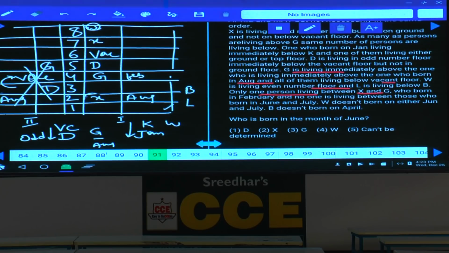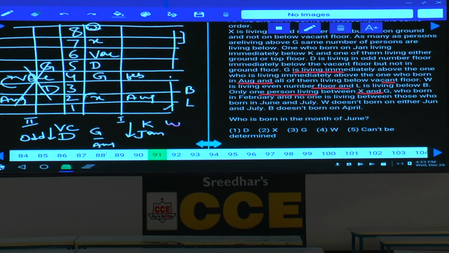G was born in February, and no one is living between those who were born in June and July. Now, June and July must be adjacent to each other. Where can we have June and July adjacent to each other? These are the only two possibilities, isn't it?